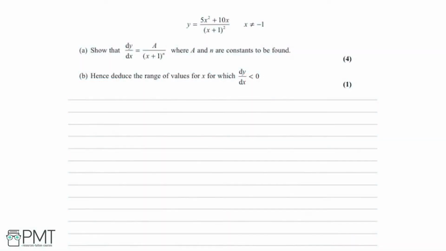So look at the question, we're given an expression for y. So y equals 5x squared plus 10x all over (x plus 1) squared. And we're given a condition that x can't equal minus 1. And part A says we need to show that dy by dx equals a over (x plus 1) to the power of n, where a and n are both constants that we need to find. And this is a 4-mark question.